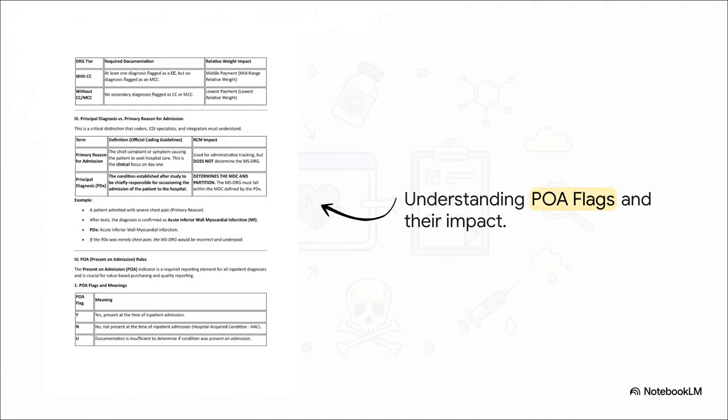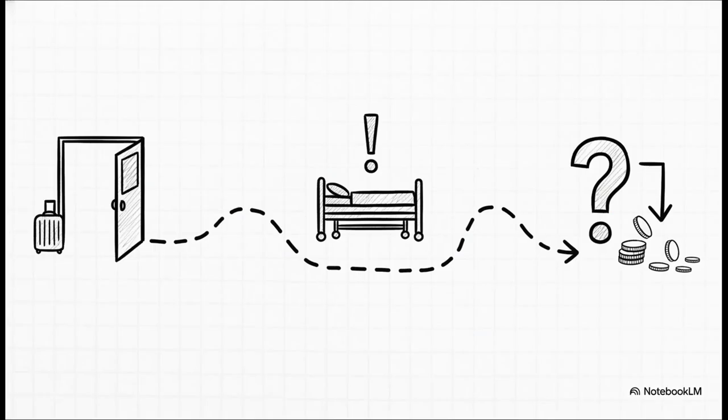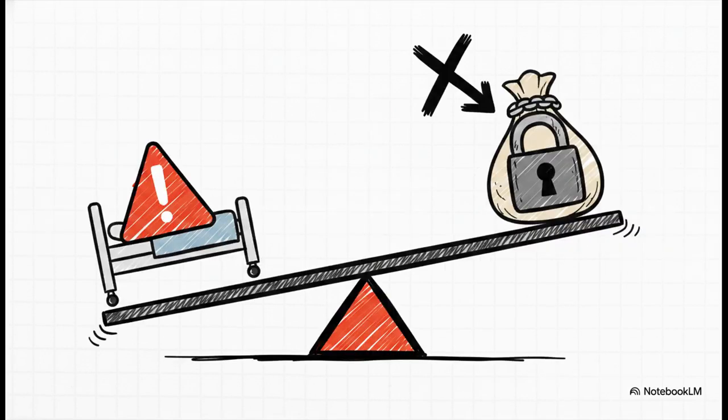Let's move over to another critical piece of documentation that drives our DRG, the present on admission or POA indicator. This is mandatory for every single inpatient diagnosis. POA logs basically tell the timeline of the patient's condition. Y means yes, it was present when they walked in the door. N means no, it developed during the stay. And honestly, getting this single little letter wrong has absolutely massive financial implications for the hospital. And here's why that is.